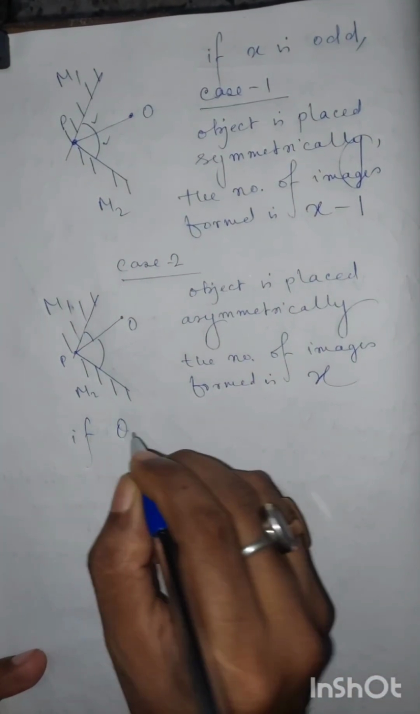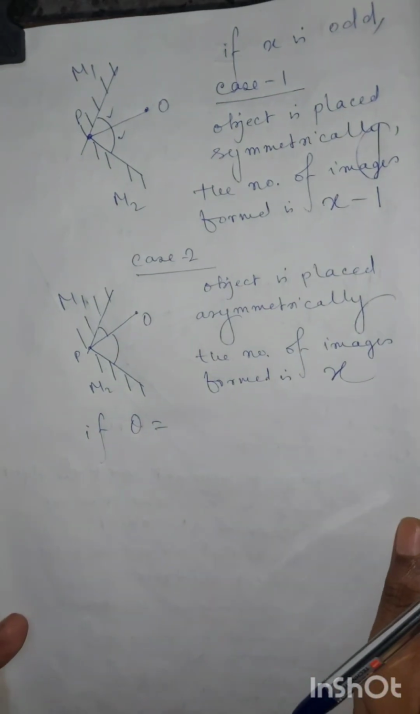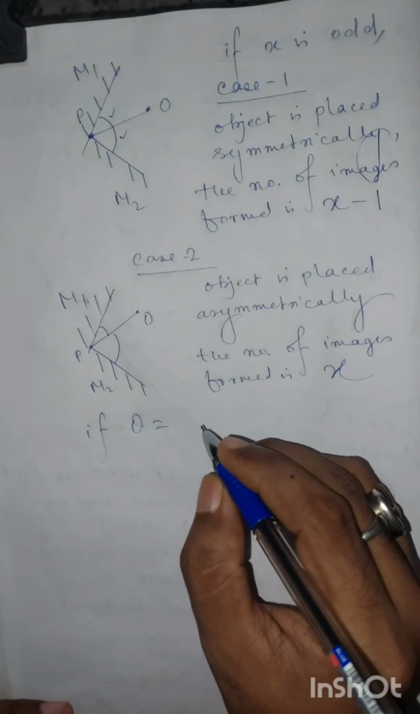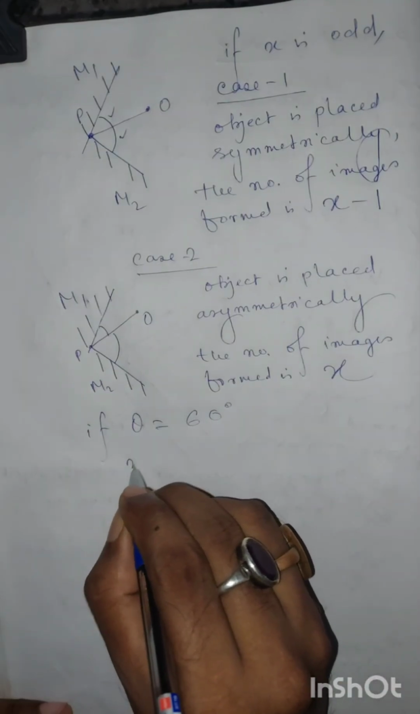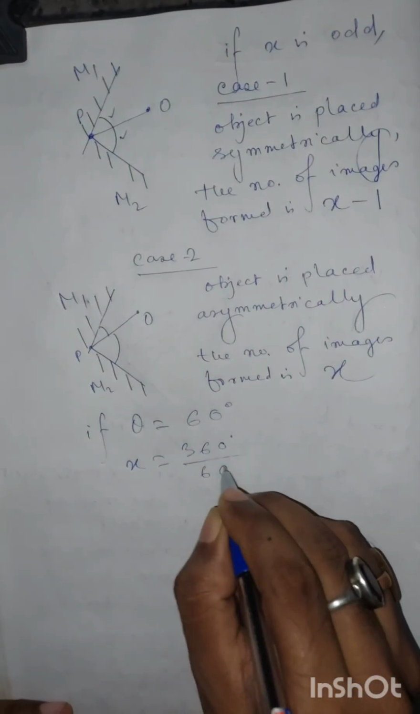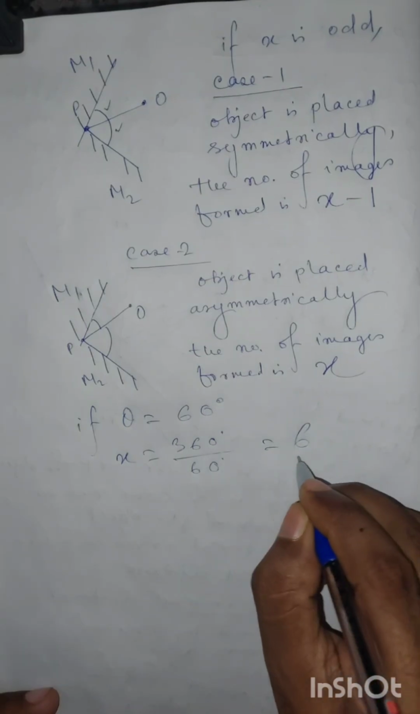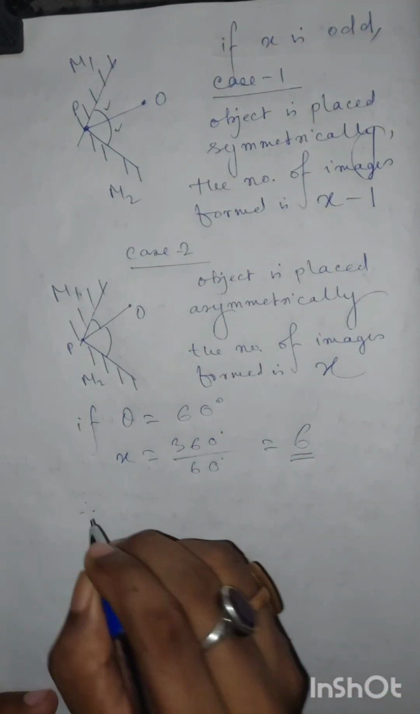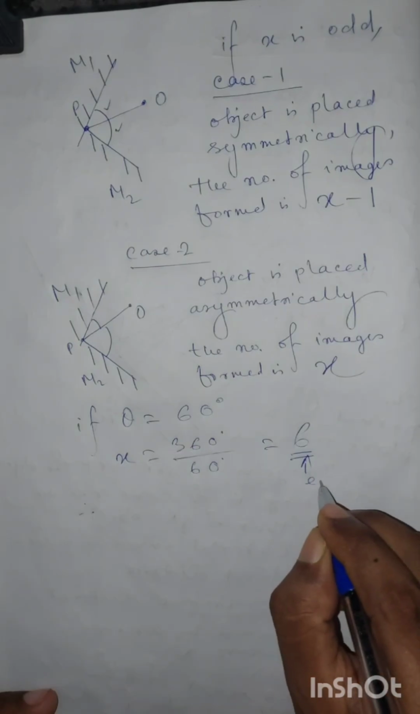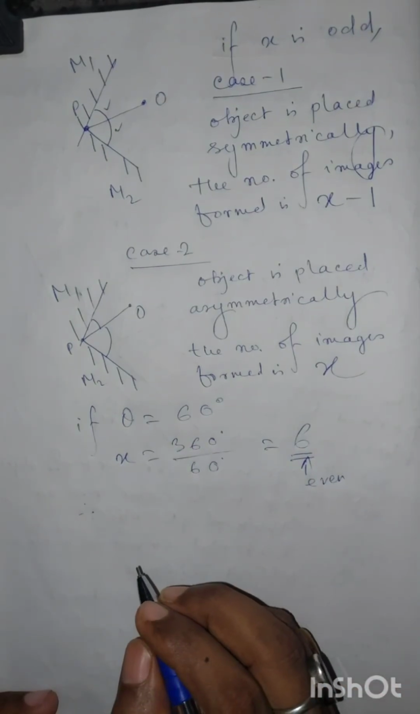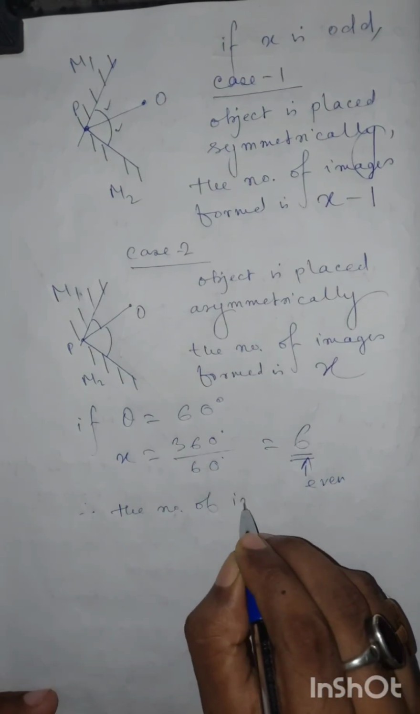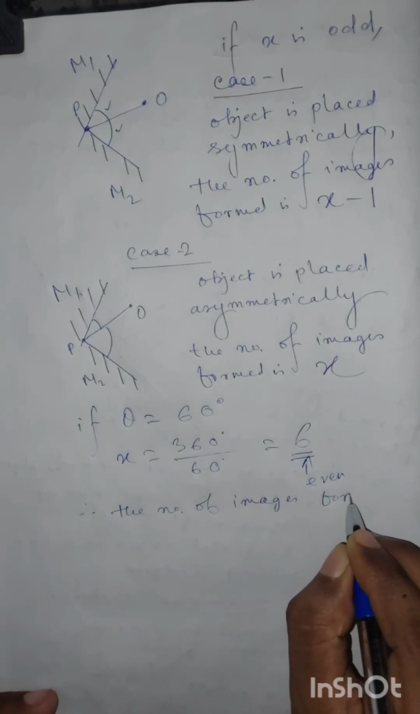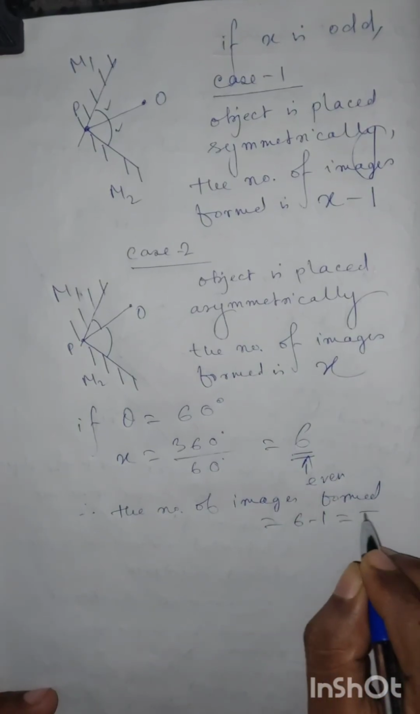If theta is equal to 60 degree, x is equal to 360 degree by 60 degree, that means 6. So this is even. Therefore, the number of images formed is equal to 6 minus 1 equal to 5.